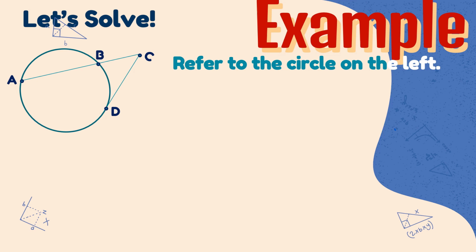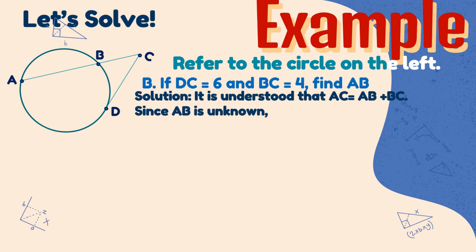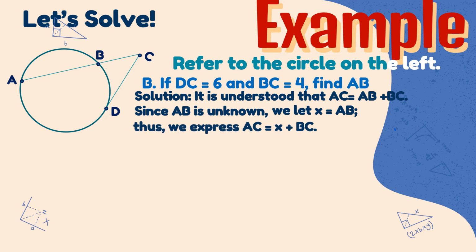Let us have another example. Refer to the circle on the left. If DC is equal to 6 and BC is equal to 4, find AB. It is understood that AC equals AB plus BC. Since AB is unknown, we let x equals AB. Thus, we express AC equals x plus BC.